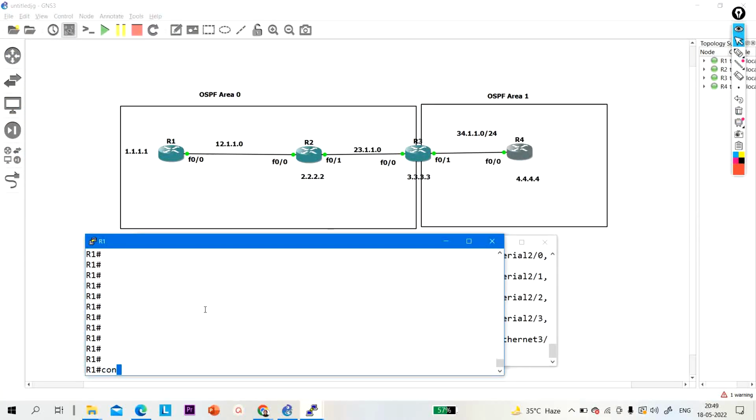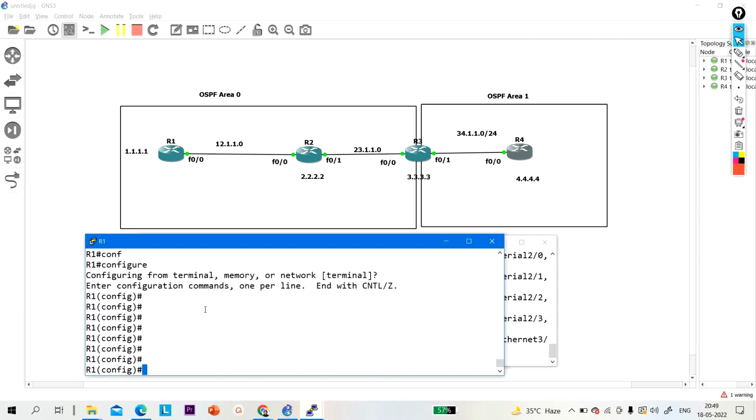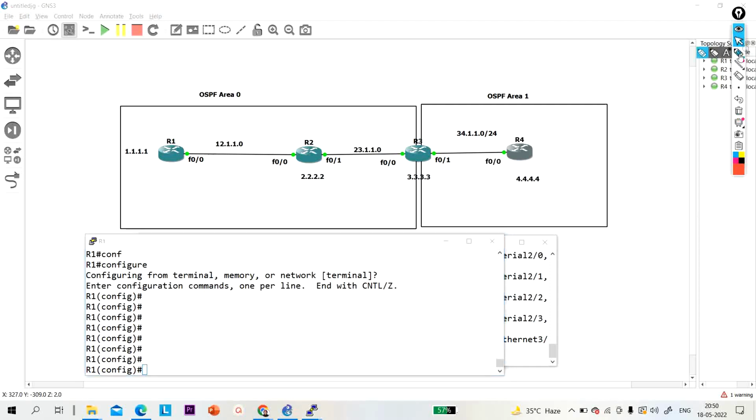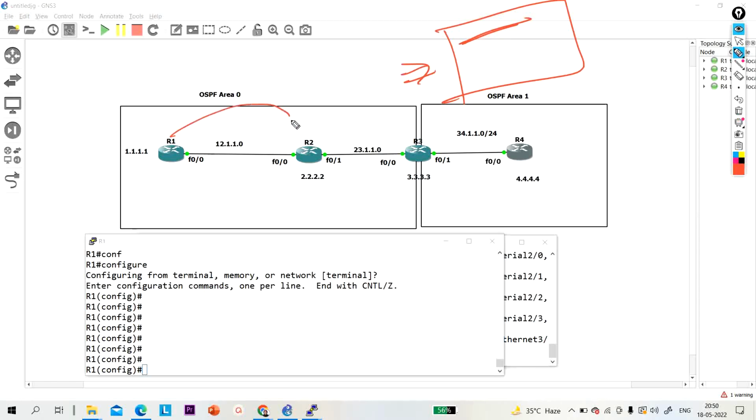Is it DBD? Yes, DBD. What is DBD? Database description message. What do you mean by database description? Description is just like a menu, right? When you go to a hotel for dinner, they will provide you one menu card. There will be no actual burger. There will be names of some types of burgers, some types of sandwiches. So those are descriptions. The actual burger will be inside the database, inside the LSA.